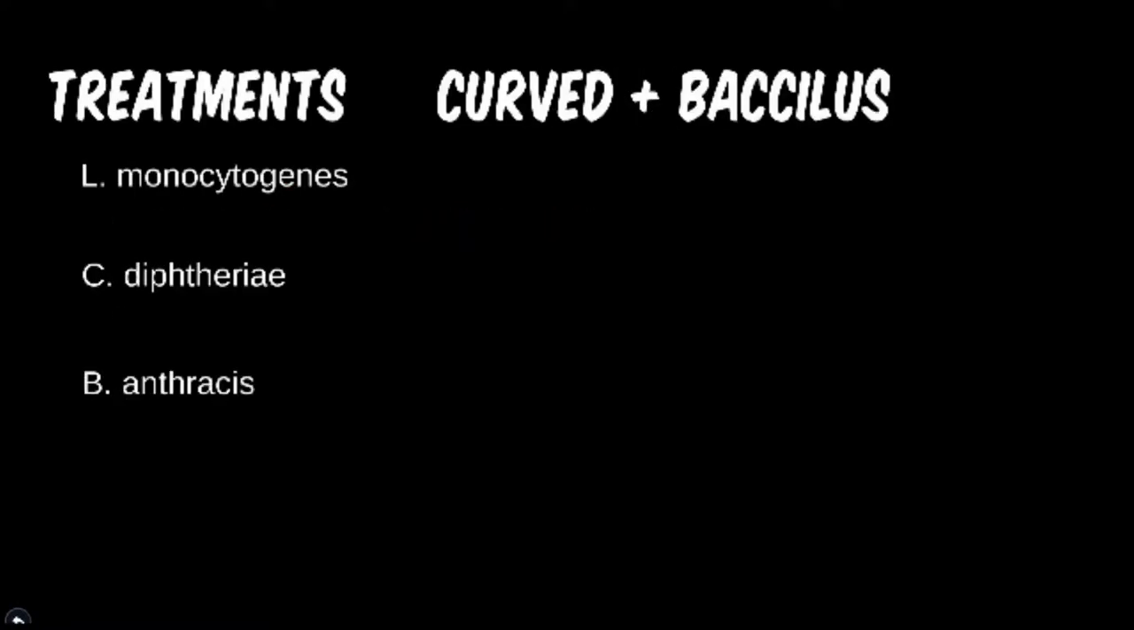For the curved rods, Listeria gets a good old penicillin. Luckily, it hasn't yet formed the resistance that is commonly seen today. Diphtheria forms another one of our vaccine-preventable diseases. It too can have a waning immunity over time and should be given a booster shot every 10 years.